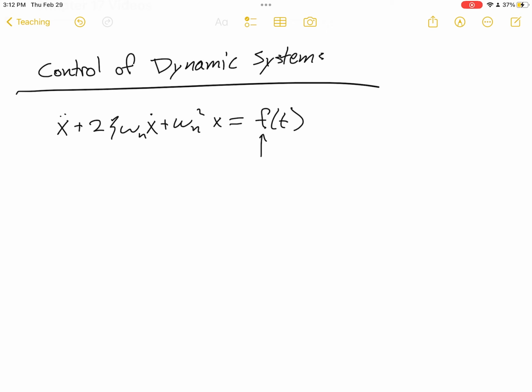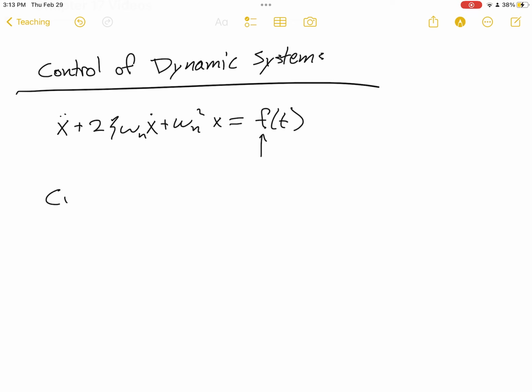In this video, we're going to give a very brief introduction into how we can do that, how we can pick that force, and how we can analytically make an informed decision based on our analysis of dynamical systems. There are entire classes on control, but we're going to give a brief introduction and overview in this class.